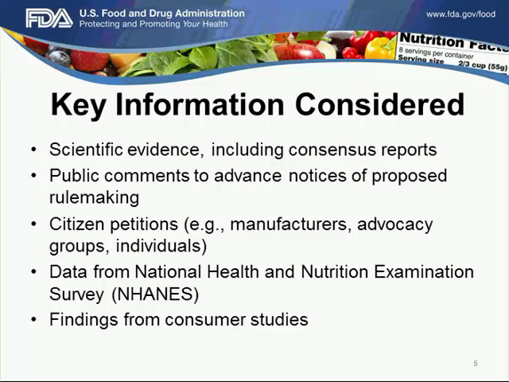There was a lot of input and information that was taken into account as part of coming to the final rules. Scientific evidence, including consensus reports, public comments to the advance notices of proposed rulemaking, citizens petitions from manufacturers, advocacy groups, and individuals, data from national health and nutrition examination surveys, or NHANES, and findings from a variety of consumer studies. Some of those were done by FDA and others provided through the comment period. So a variety of input and information were all taken into account as part of finalizing the rules.